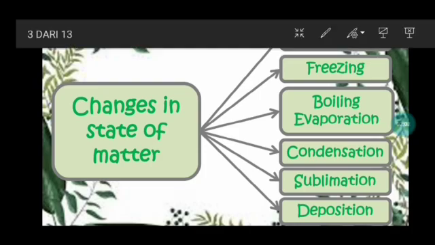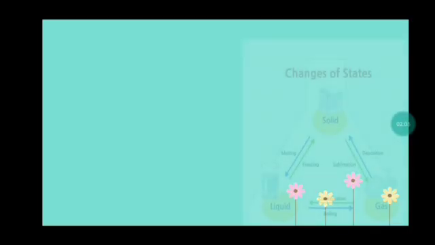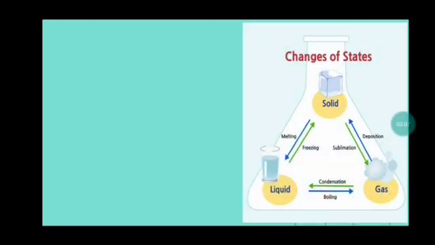Okay, the first we will discuss, you can see this is the triangle of change of state. Jadi segitiga perubahan wujud. There are three states of matter that we have discussed: liquid, solid, and gas. And then you can see the arrow. The arrow is the process of change of state of matter.